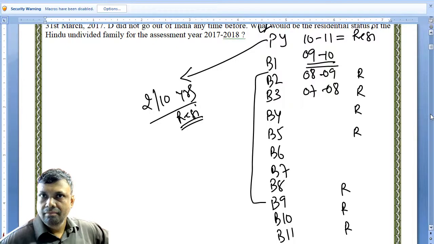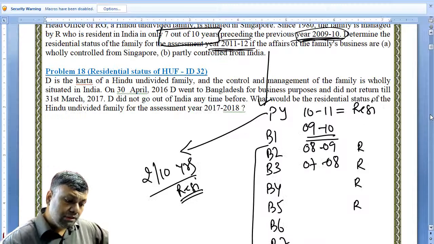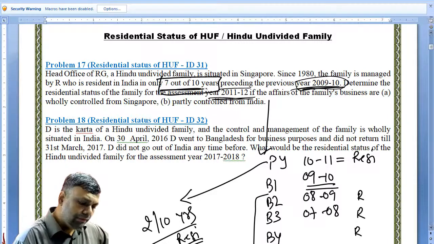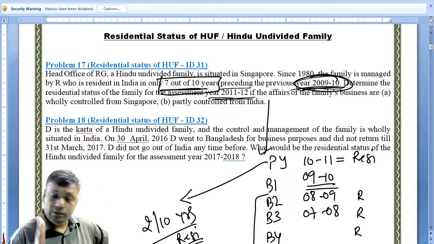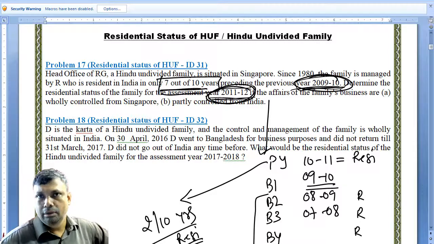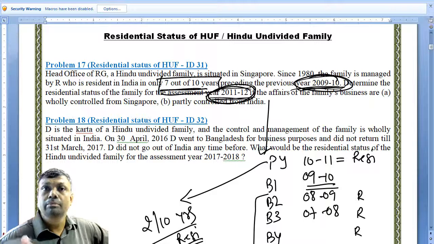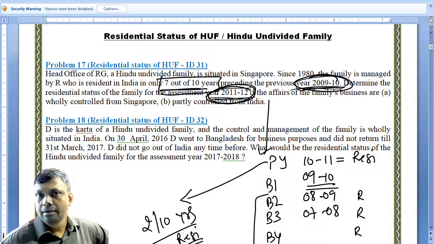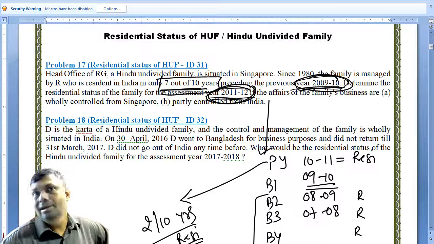Have you got this? This is a trick question which has been played with you, because you have to be careful and presence of mind is required, friends. It is 7 out of 10 given before 9-10, but the question is for previous year 10-11, assessment year 11-12. That's the only reason I am emphasizing the concept of before. Once you follow that, then this sequence automatically will be taken care of, and you guys will not make silly mistakes in the examination condition, friends.